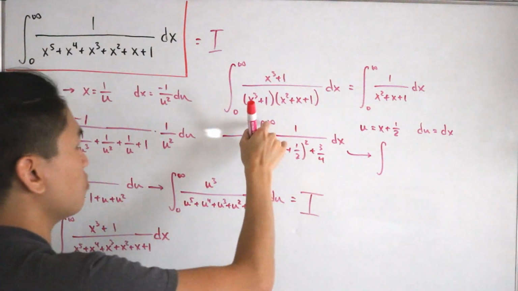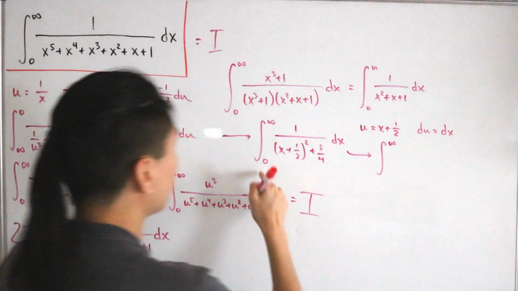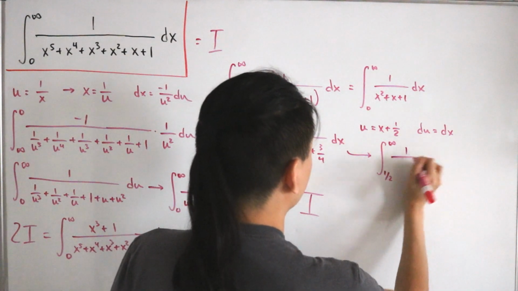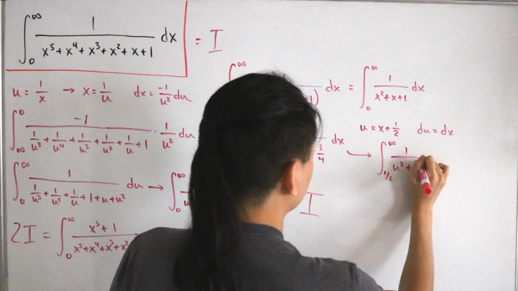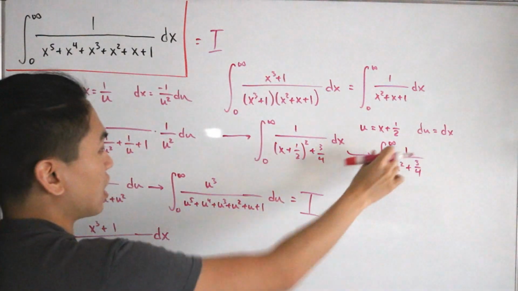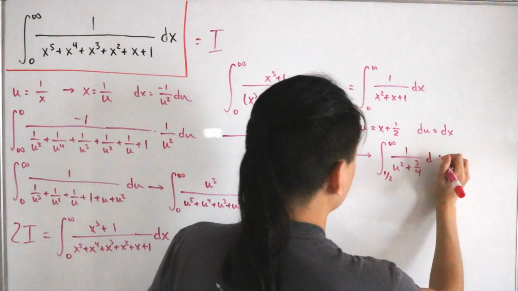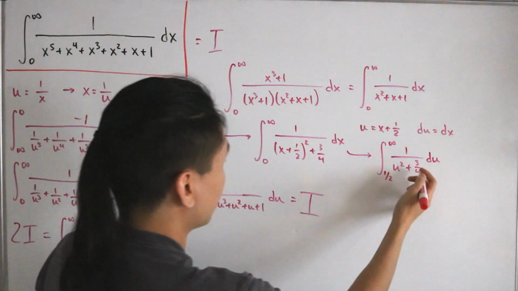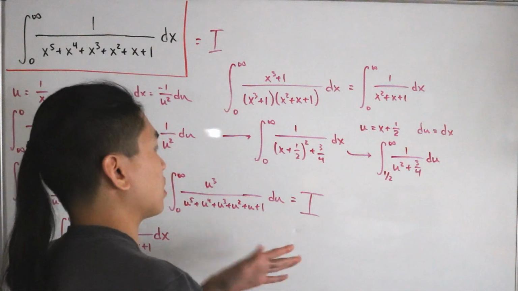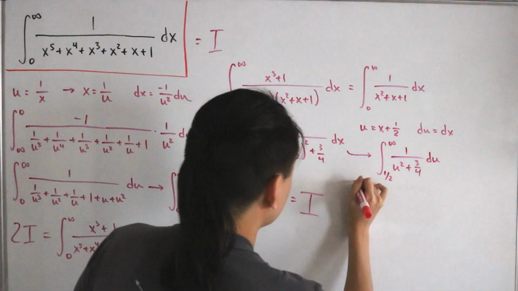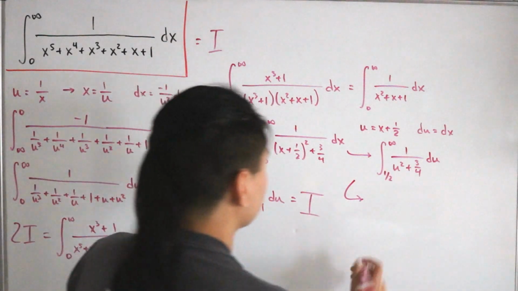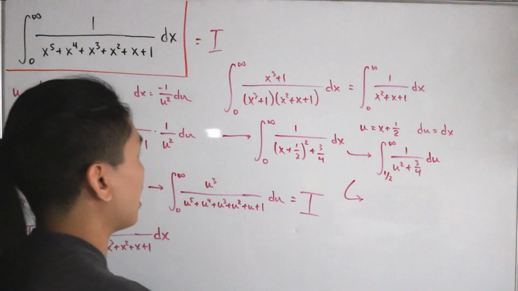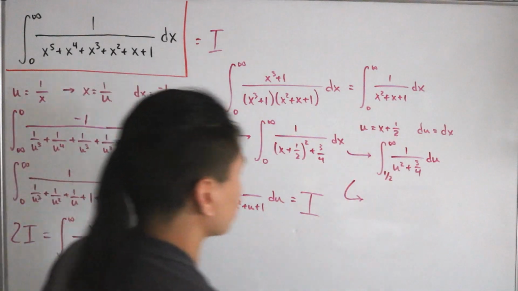Plugging in our new bounds, the upper bound is still infinity. Meanwhile, on the bottom, we're going to have positive 1/2. And so this will be 1 divided by u squared plus 3 over 4. Notice that this is in a nice form of an arctangent antiderivative. We notice that 3 over 4 is in the form of a squared, so we have to solve for a on its own, because the antiderivative for that arctangent is written as 1 over a multiplied with arctangent of u divided by a, plus c, but we have our bounds, so that's okay.